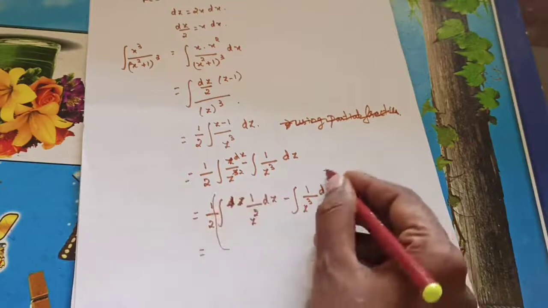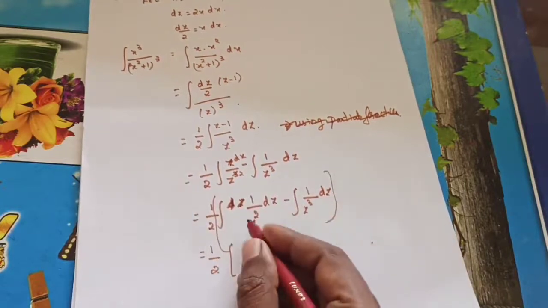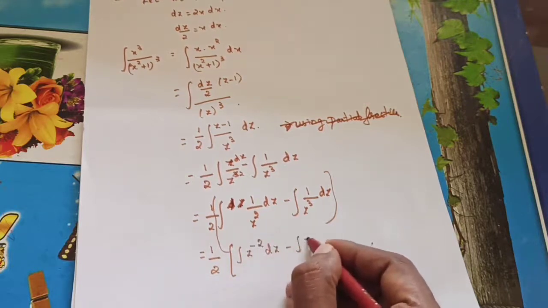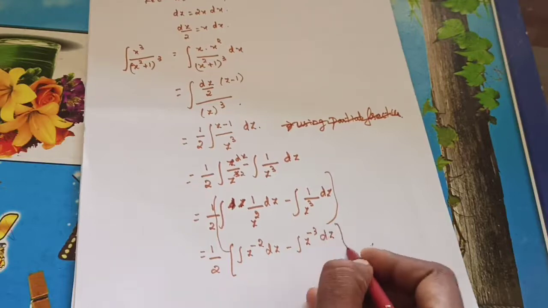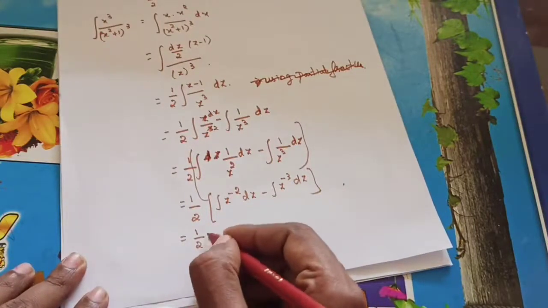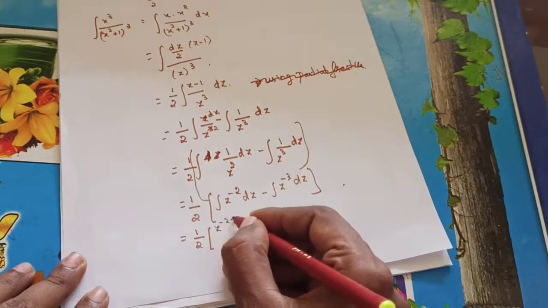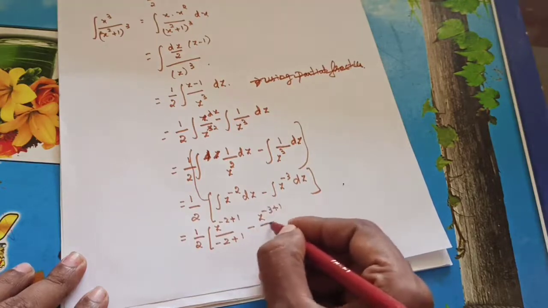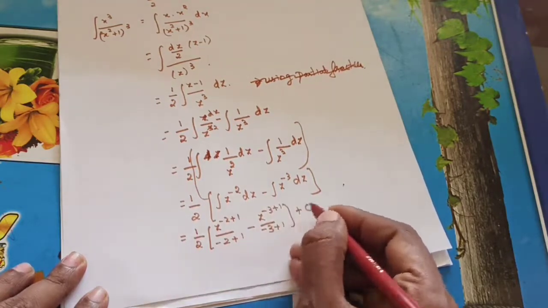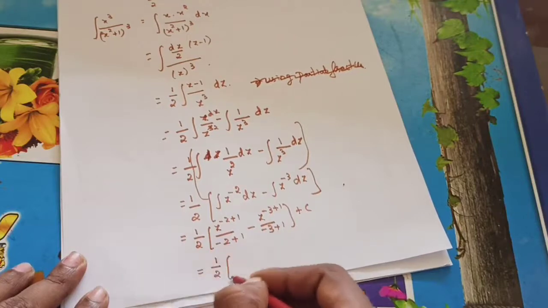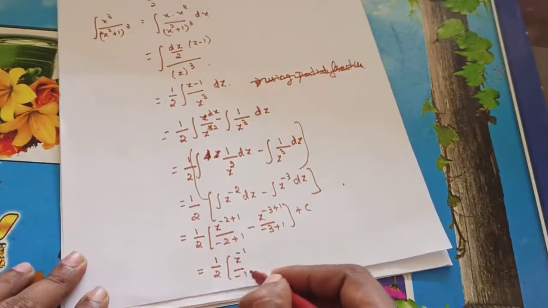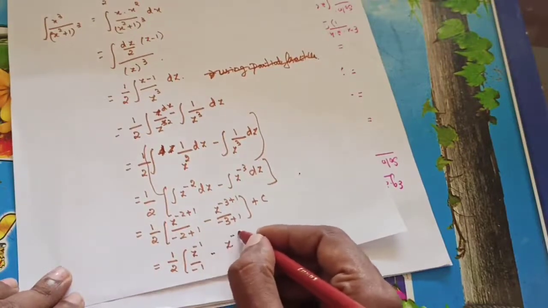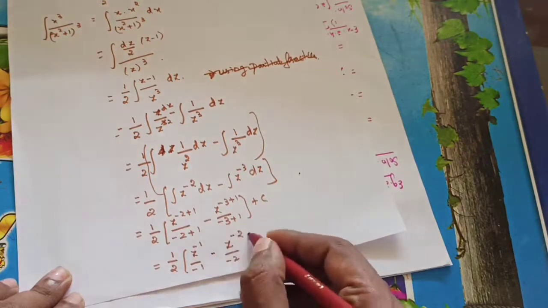That's equal to 1 by 2, common for both. So 1 by 2 into, bring this to the numerator. So what will happen? Z power minus 2 dz minus z power minus 3 dz. Okay, that's equal to 1 by 2 into, apply the formula, z power minus 2 plus 1 divided by minus 2 plus 1 minus z power minus 3 plus 1 divided by minus 3 plus 1 plus c. That's equal to 1 by 2 into z power minus 1 divided by minus 1 minus z power minus 2 divided by minus 2 plus c.